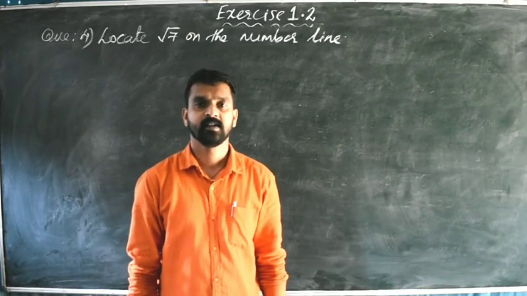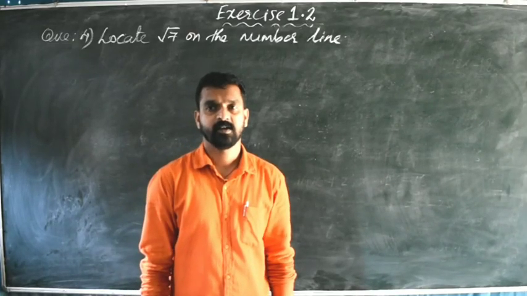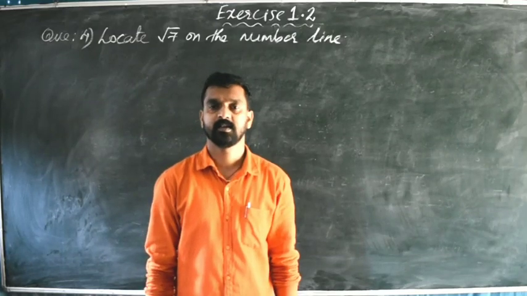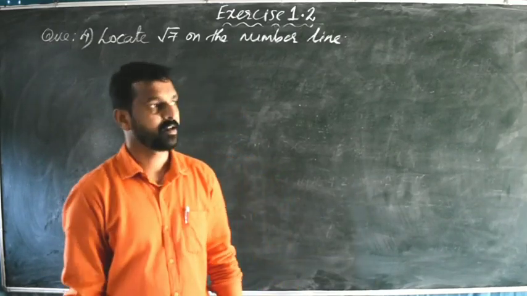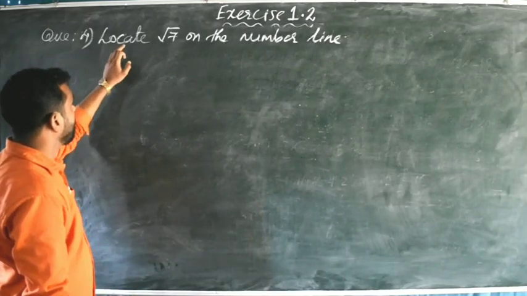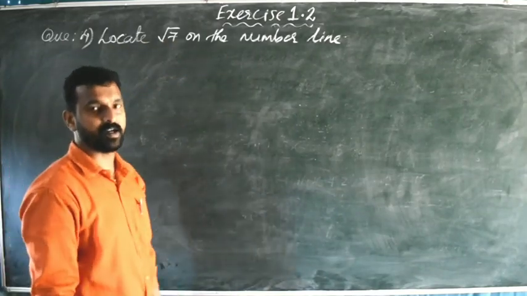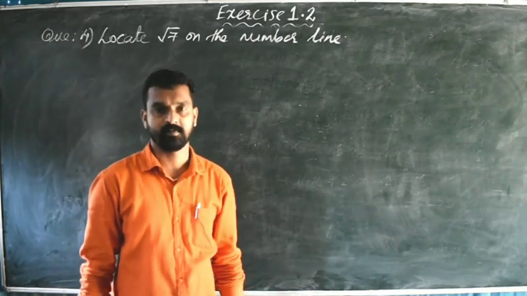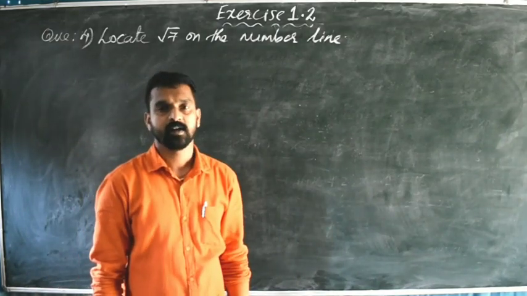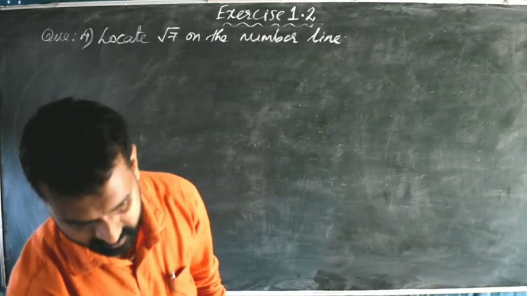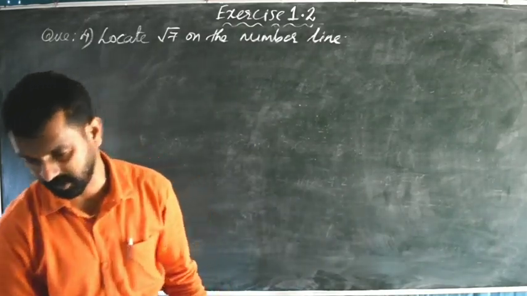Dear children, in this video we are going to study exercise 1.2 question number 4. Locate root 7 on the number line. In the previous video I explained how to represent root 5 on a number line. Now we are going to see how to represent root 7 on a number line.